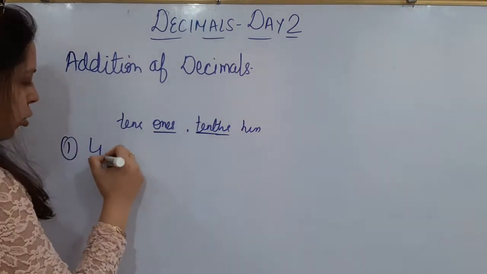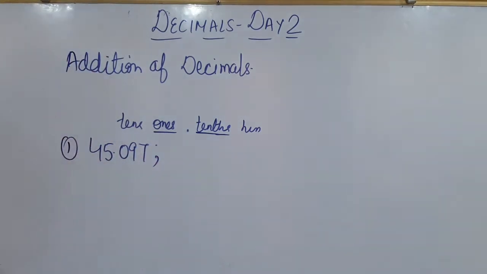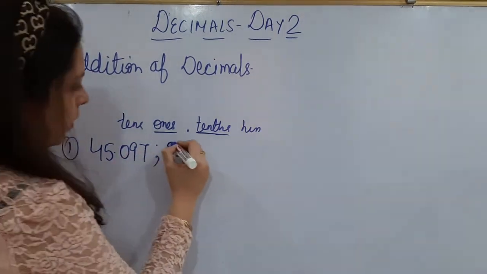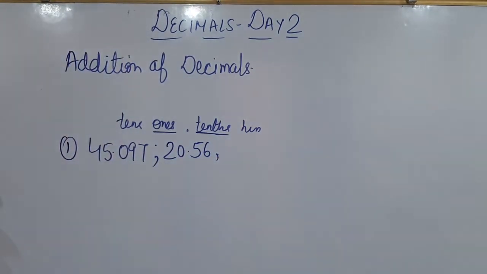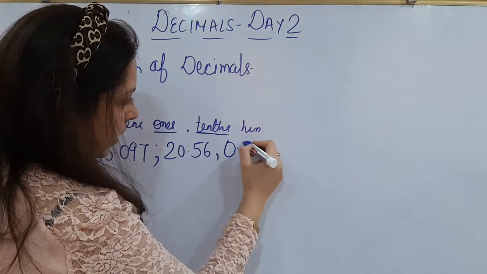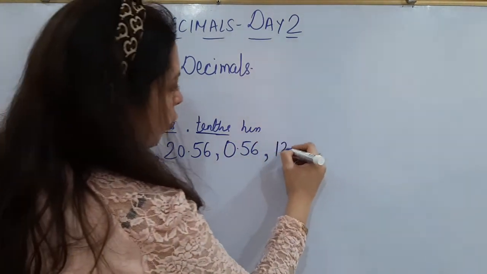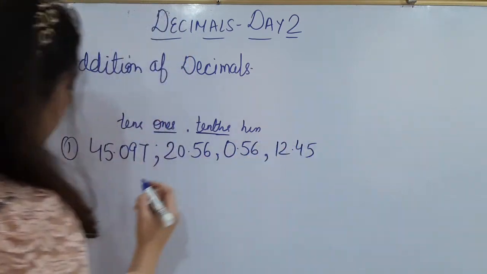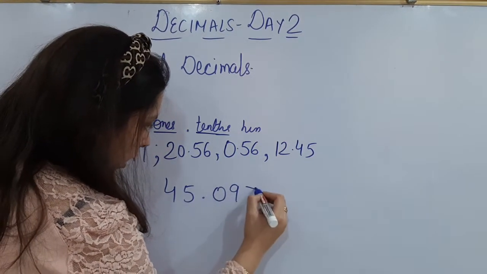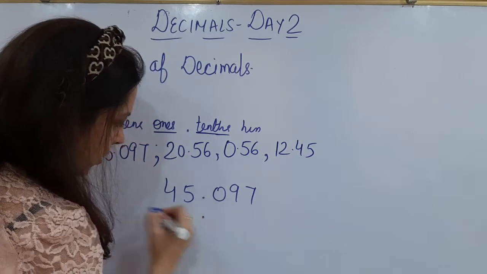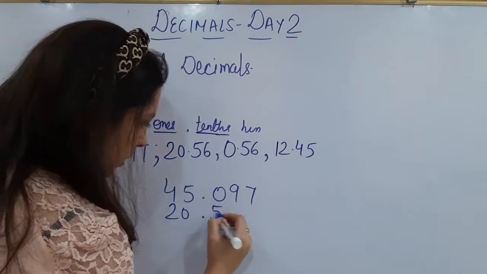Let's do a question. 45.097, then 20.56, then 0.56, and then 12.45. So write these in columns. As I told you, you should write the decimal points in one column.